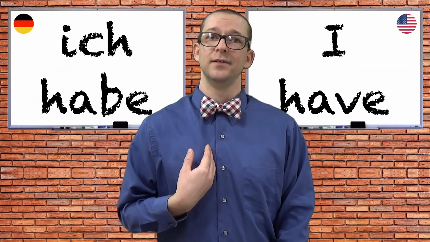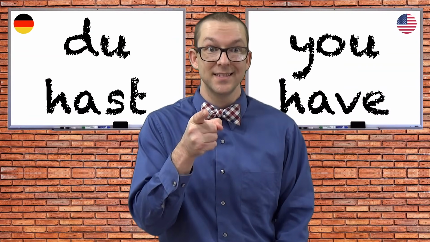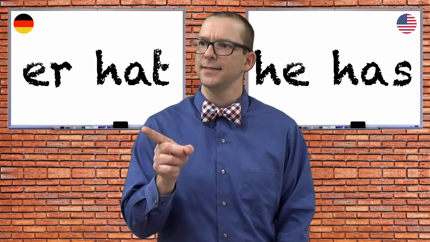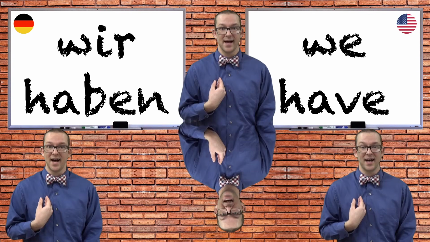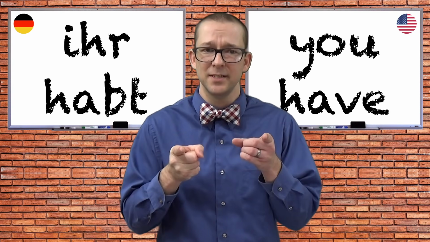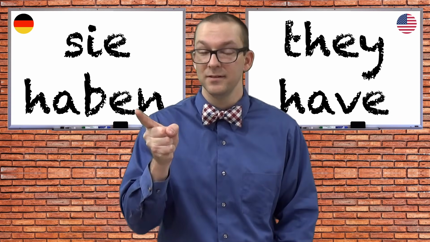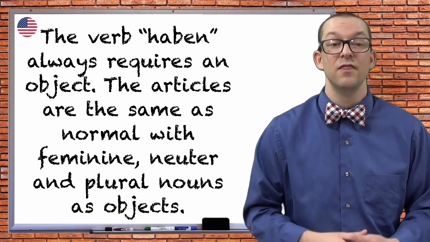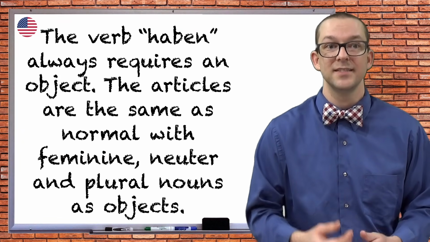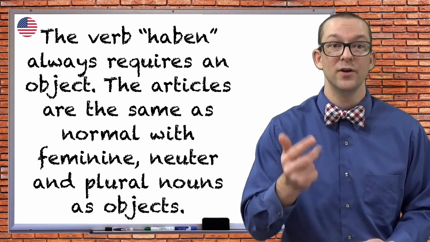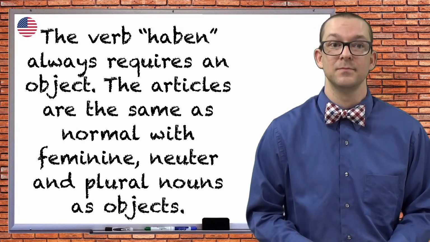Ich habe. Du hast. Er hat. Sie hat. Es hat. Wir haben. Ihr habt. Sie haben. Sie haben. The verb haben always requires an object. The articles are the same as normal for feminine, neuter, and plural nouns as objects.